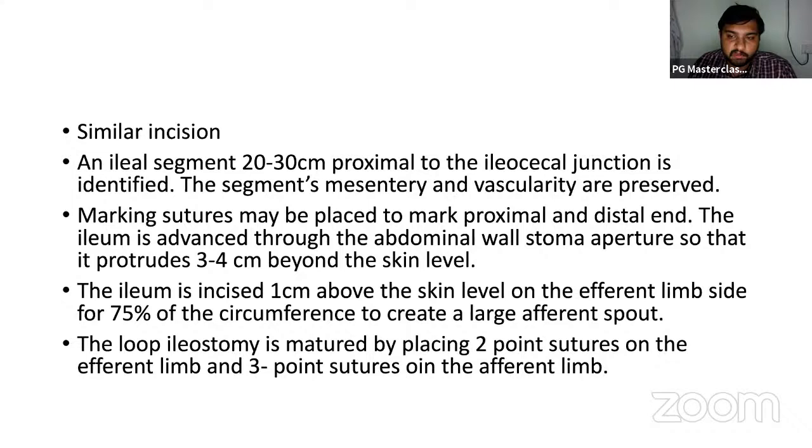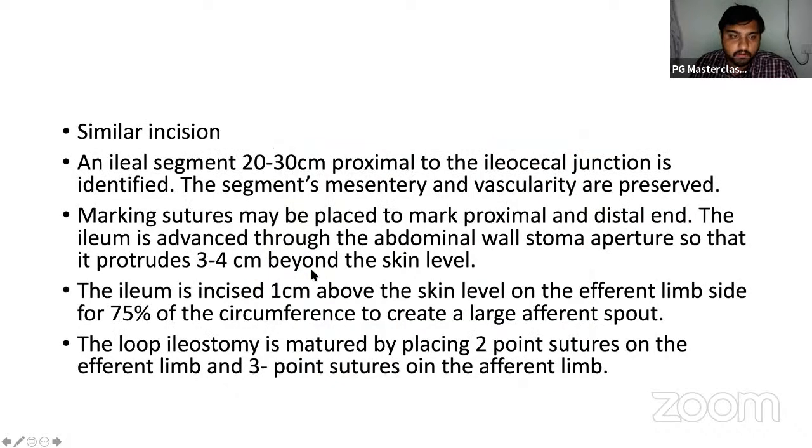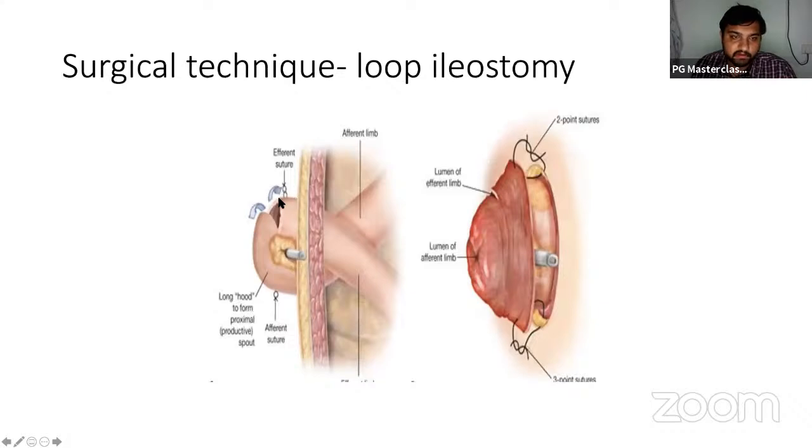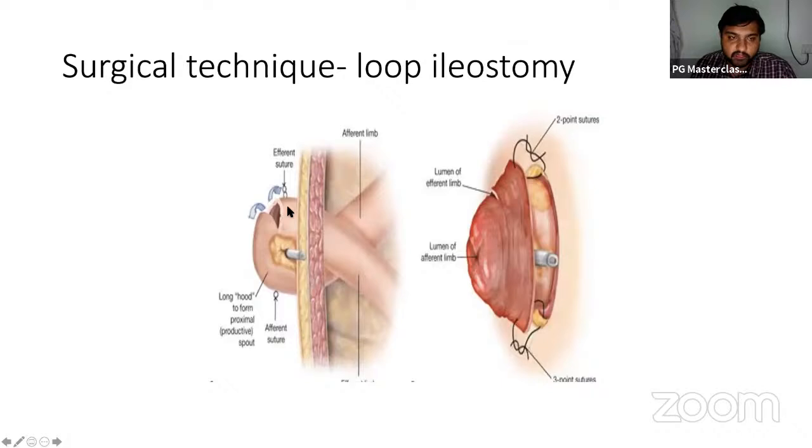The ileum is advanced through the abdominal wall stoma aperture so that it protrudes 3 to 4 cm beyond the skin level, as shown here. Approximate size of this height is approximately 4 cm, sir. Following which the ileum is incised 1 cm above the skin level on the efferent limb side. Approximately 75% of the circumference is cut transversely, or a longitudinal incision can also be placed if bleeding is a concern, to create a large efferent spout and a smaller afferent spout. The orientation is such that the efferent loop comes medially and superiorly, while the afferent loop comes inferiorly and laterally, to allow proper drainage of the feculent material into the stoma bag.